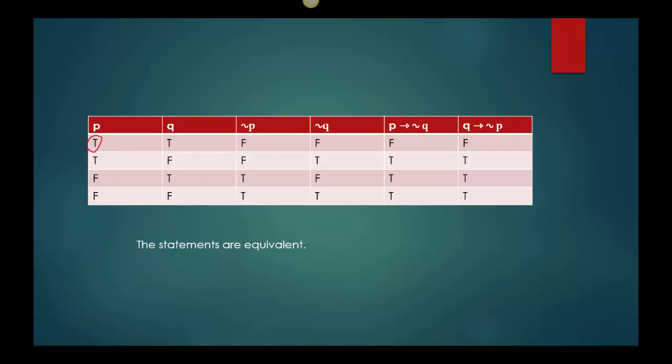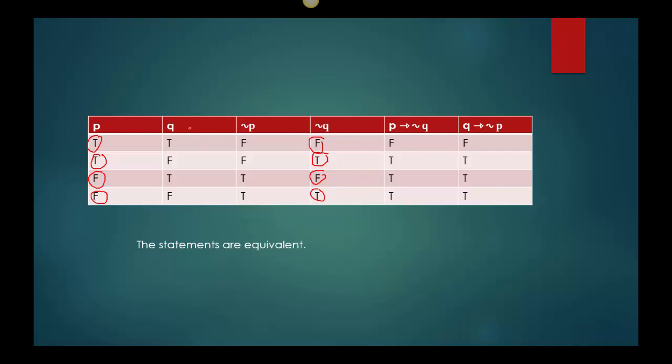I'm looking at true implying false. I know true implies false is false. Then I have true implies true. I know that's true. False implies false is true. False implies true is also true. Okay, so that's my false, true, true, true.